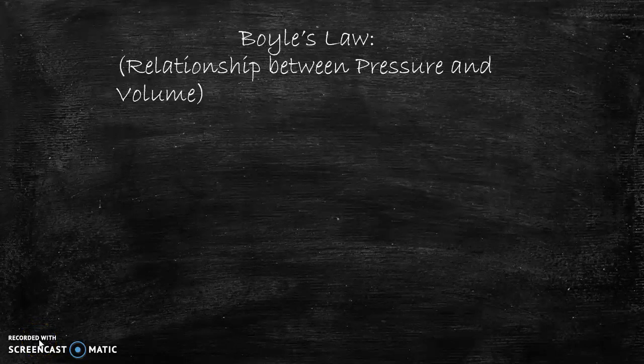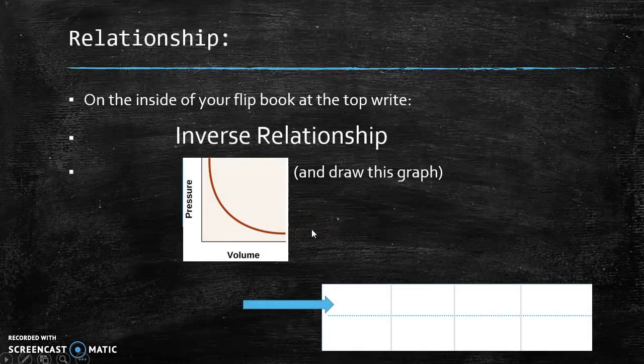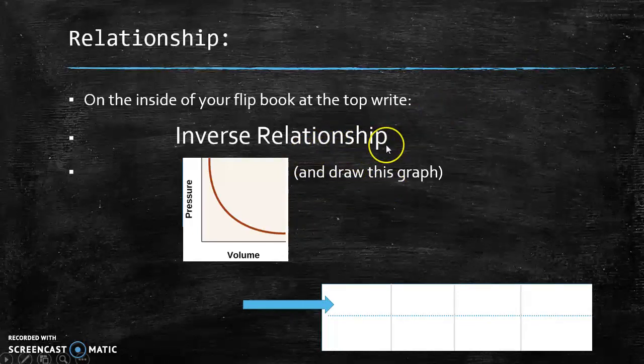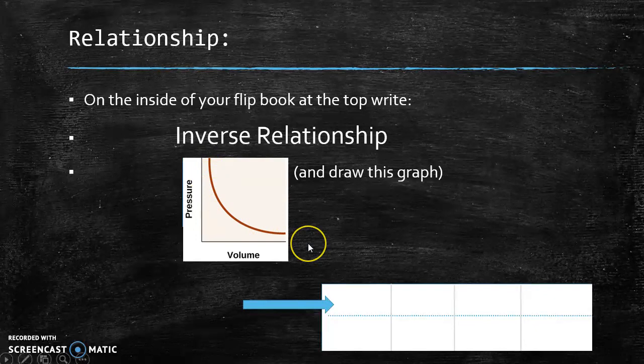Yesterday in your lab, you looked at how pressure changed when you changed the volume. Today we're going to discuss the law that looks into this relationship. The law is called Boyle's law. Boyle's law states that the relationship between pressure and volume is an inverse relationship. Hopefully you figured that out yesterday when you recorded the data points and got a graph. Your graph looks something like this.